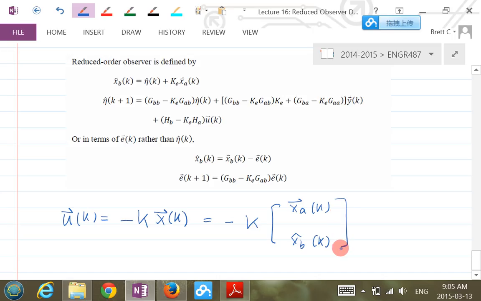Okay, you can stack them up like this. Okay, then you can get your u. Okay. Good.